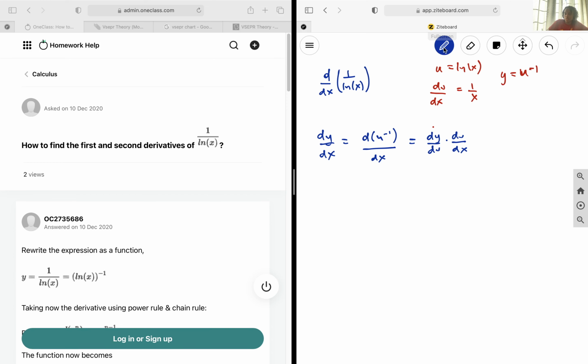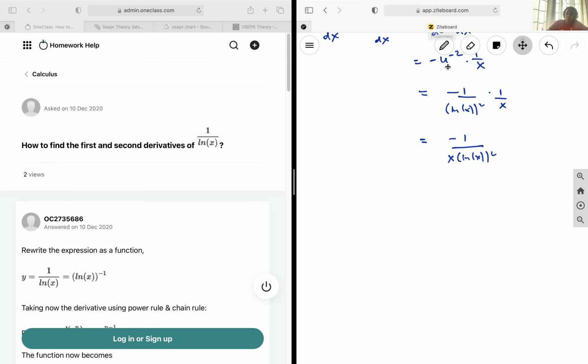Let's fill those in according to this. Let's not forget the exponent rule, we can use it here to get negative u to the negative 2. And so this will become dy over du, so negative u to the power of negative 2, multiplied by du over dx, so 1 over x. This will become negative 1 over ln x squared times 1 over x, so negative 1 over x ln x squared. So that is going to be the first derivative.